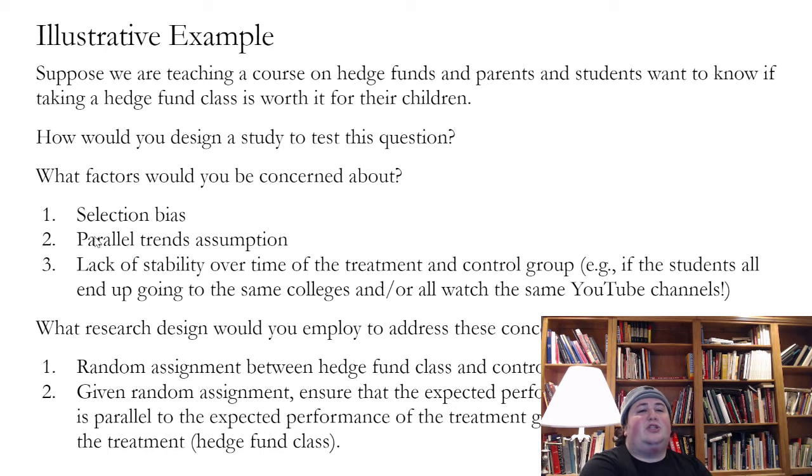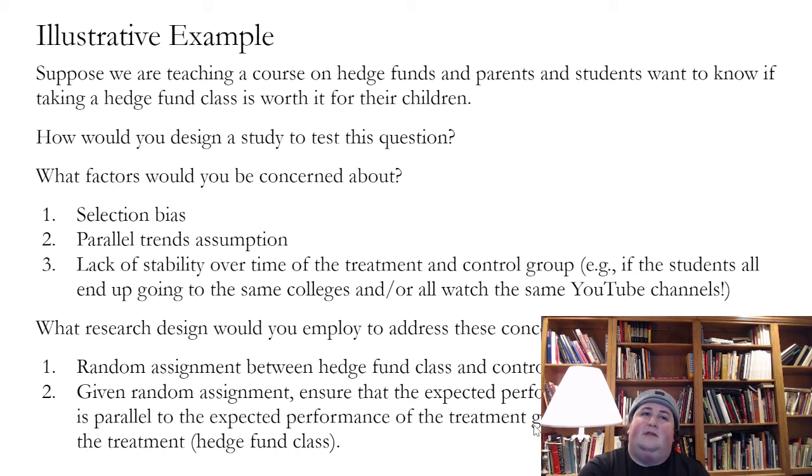So what research design would you employ to address these concerns? First, you'd probably want to randomly assign between the hedge fund class and the control group. You'd want to divide students randomly. That would help a lot. The second thing is, given the random assignment, this would ensure the expected performance of the control group is parallel to the expected performance of the treatment group, right? Both before and after, because given it's random, especially random in a large sample, you have a pretty good sense that it's going to be parallel.